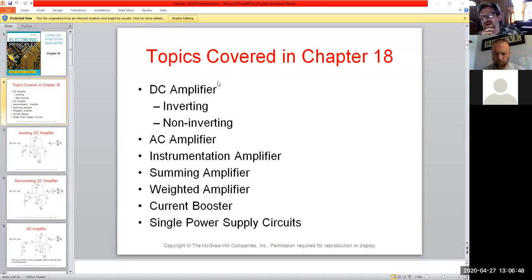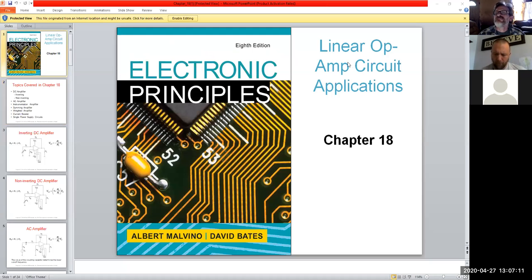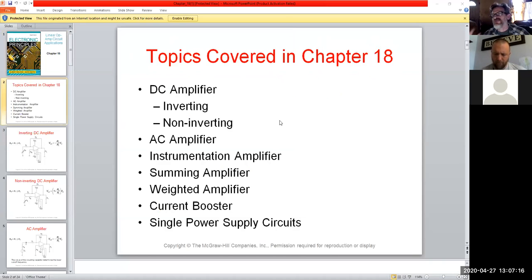So we covered the Frenzel PowerPoint lecture pretty much, and the way he applies it. In the next chapter, that's where he starts getting into the nonlinear applications, if you will. Like I said, we're going to jump around with Malvino supporting us a little bit here. Chapter 18 is linear op-amp circuit applications. So we're looking at the inverting or non-inverting amplifier and building upon that.